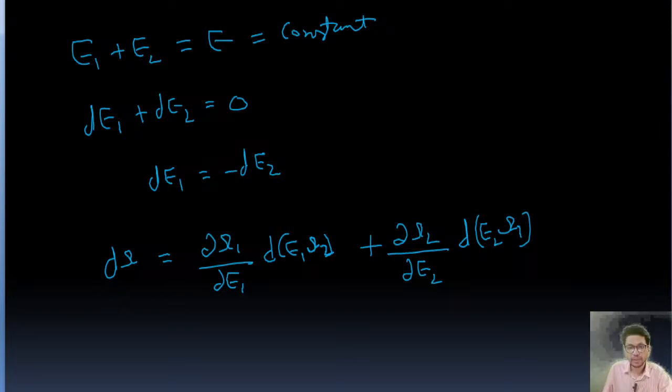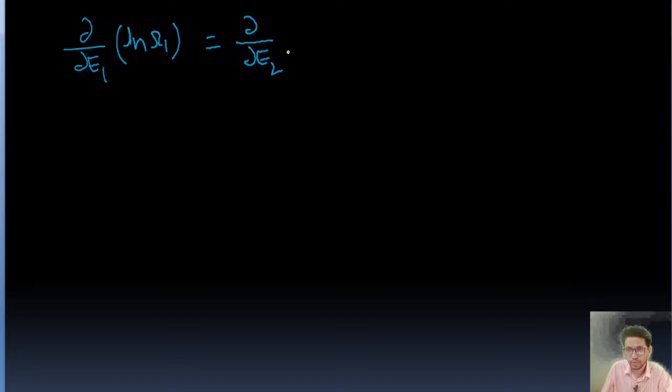Okay, so from here we can get this. This is ∂/∂E1 of ln Ω1, which is going to be equal to ∂/∂E2 of ln Ω2. So ∂/∂E1 ln Ω1 equals ∂/∂E2 ln Ω2.